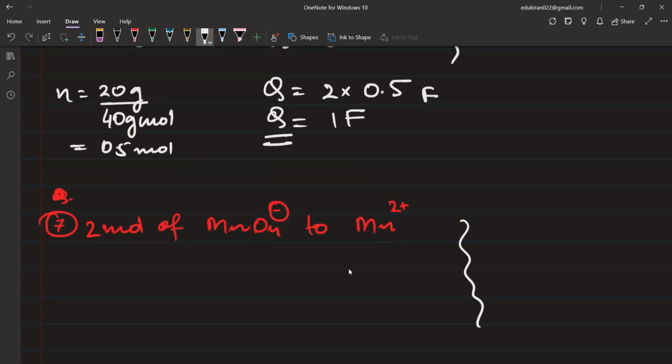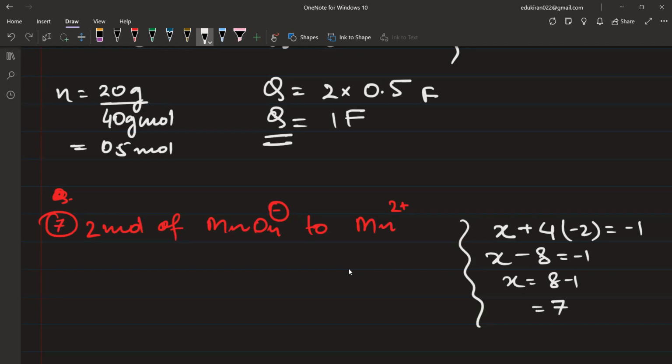Now look here, guys. Mn is again going to be x plus 4 into minus 2. Minus 2 is for the oxidation state of oxygen. There are 4 oxygen, that is why multiplied by 4. This whole MnO4 negative is having a negative charge. That means minus 1. This will be x minus 8 is equal to minus 1. Hence, x will be equal to 8 minus 1. That means x is equal to plus 7.